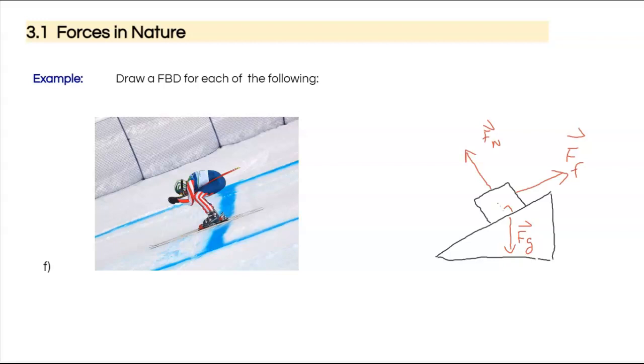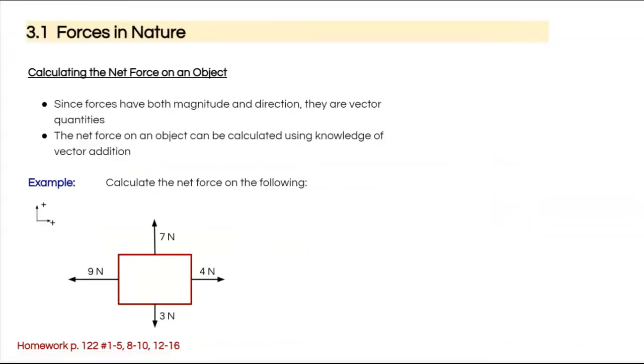If we're looking at forces and we want to calculate the net force on an object, when I say net force, I mean the sum of all forces. And since forces have a magnitude and direction, we know they're vector quantities. And so we're going to simply add all of the vectors. We're going to combine vectors to get the overall or net force on an object. So let me show you what I mean by this.